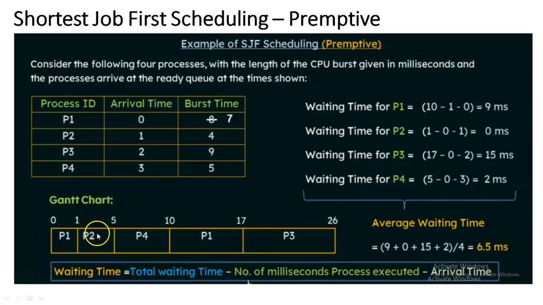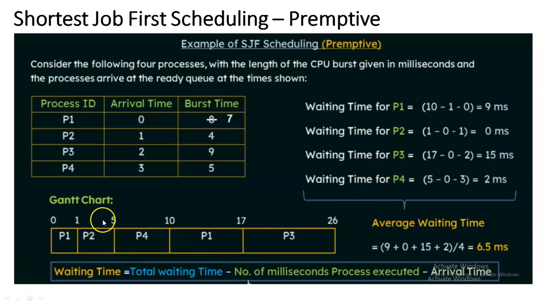At unit time 3, P4 arrives. Now you are going to compare P2 and P4. So P2 will be updated as 2 now. The burst time of P2 is 2 and P4 is 5. Comparing 2 and 5, 2 is the smaller one. So again P2 will be continued by the CPU, till the completion of the burst time of P2. So from 1 plus the burst time 4, till the 5th unit of time, P2 has been served.